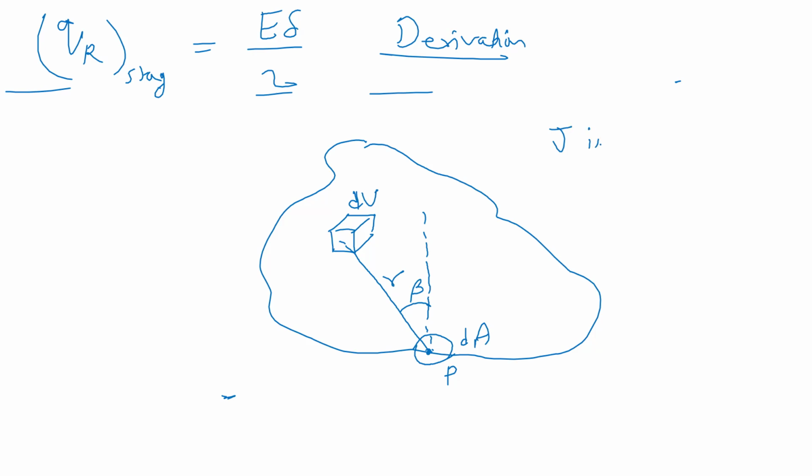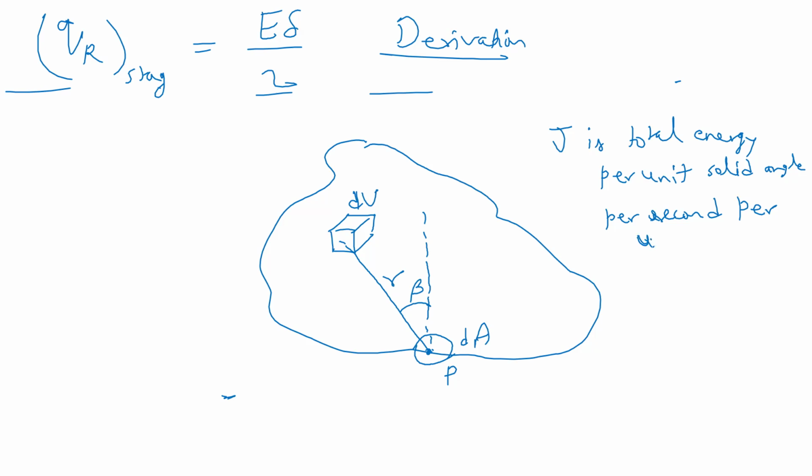And J is the total energy per unit solid angle per second and per unit volume.